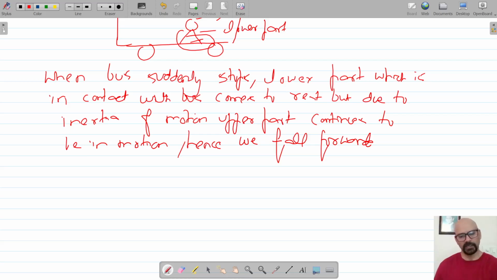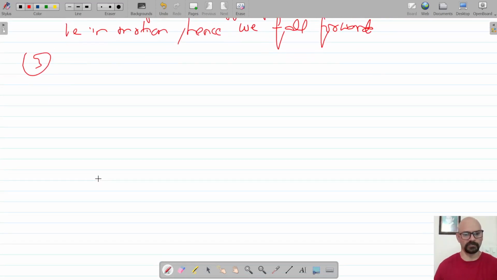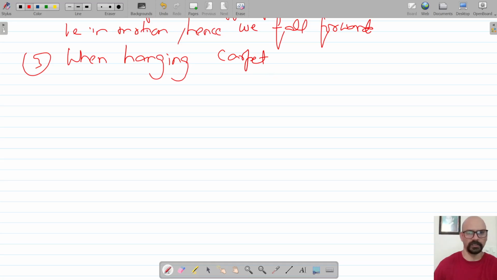Now next, a very good example would be when we beat a hanging carpet with a stick, dust falls off. So what is the reason for that? This could be the third case, and we can say that when a hanging carpet is beaten with a stick, dust falls off. So what is the reason?